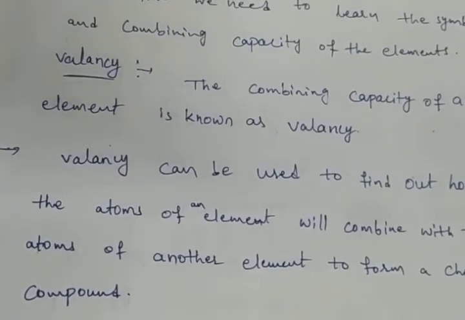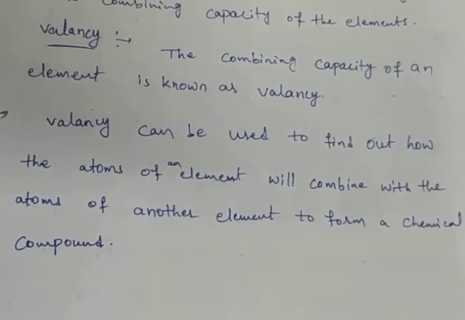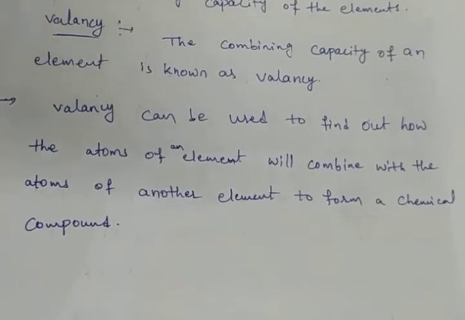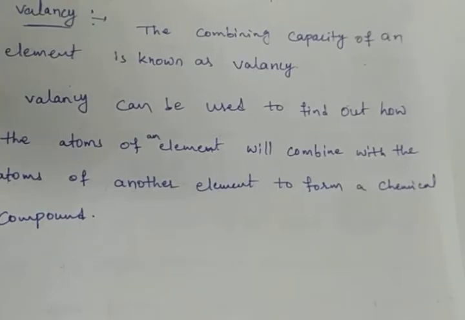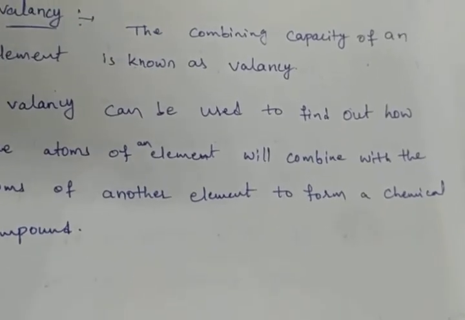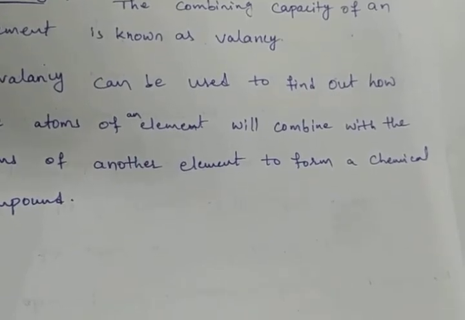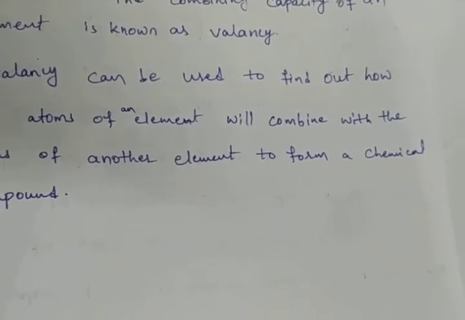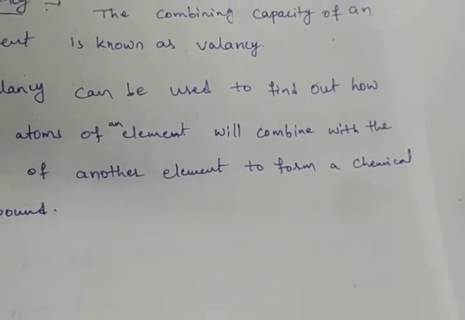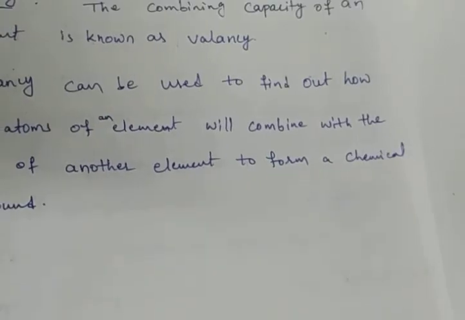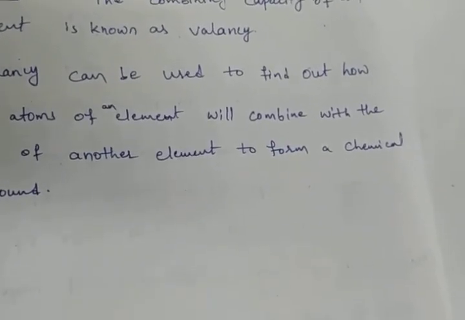Based on the valency only, we can find out how the atoms of an element will combine with the atoms of another element to form a chemical compound. For example, the valency of the atom of an element can be thought of as the hands or arms of that atom.